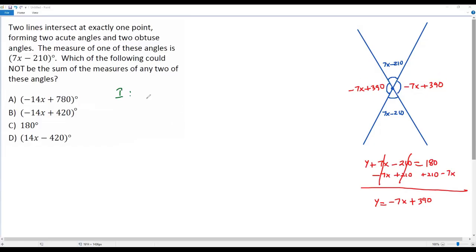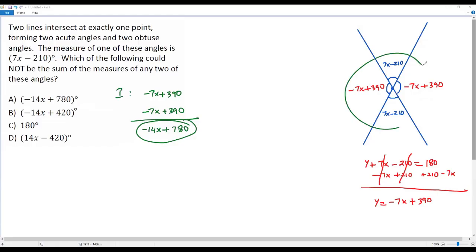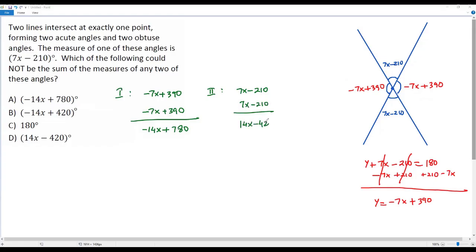Now let me write the first possibility, that is the sum of these two equal angles: -7x + 390 plus -7x + 390. When we add them, we get -14x + 780. This is a result of the sum of two of the four angles. Now the second possibility, the sum of these two equal angles: 7x - 210 plus 7x - 210. When we add them, we get 14x - 420.